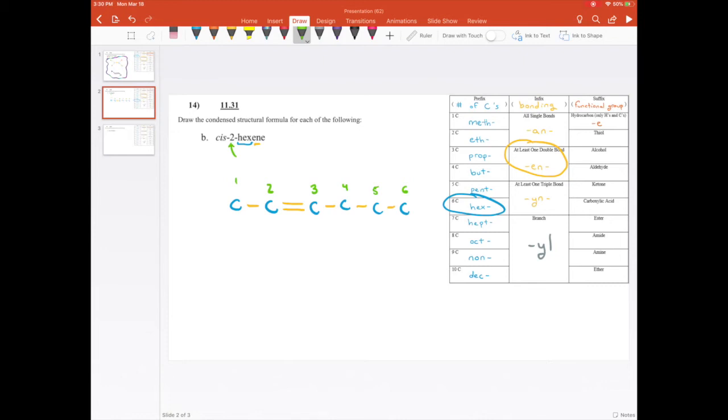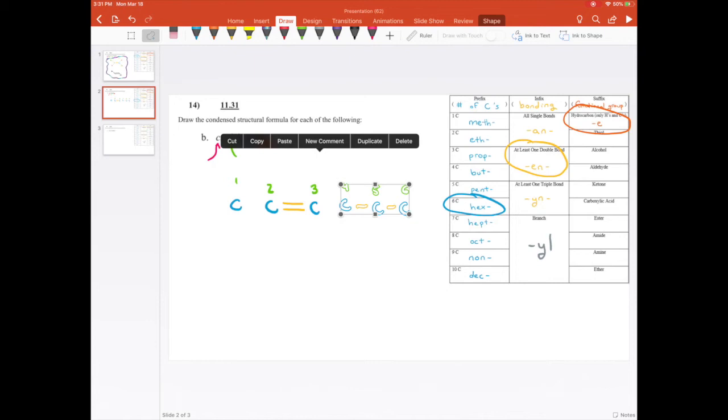So now we have 2-hexene, and we know that we're going to have a hydrocarbon in this molecule because it's -e at the end. So when we do fill all the bonds in, it'll be with hydrogen. But in front of everything, we have a cis. And the cis means that the branches coming off of the double bond, so this and this, have to be going on the same side of the double bond. So, in this example, I'm going to separate these, and I'm going to have them both going down.